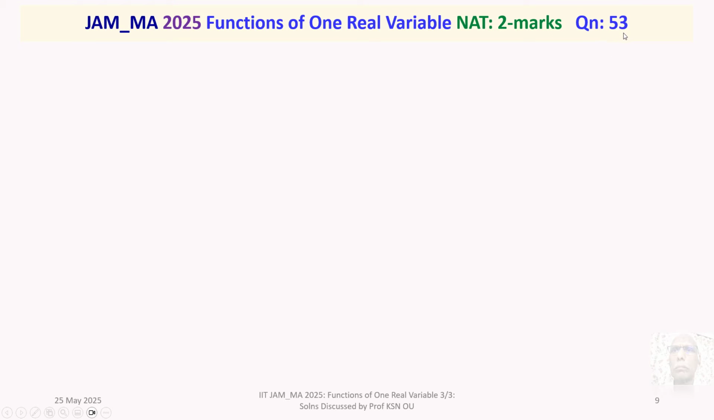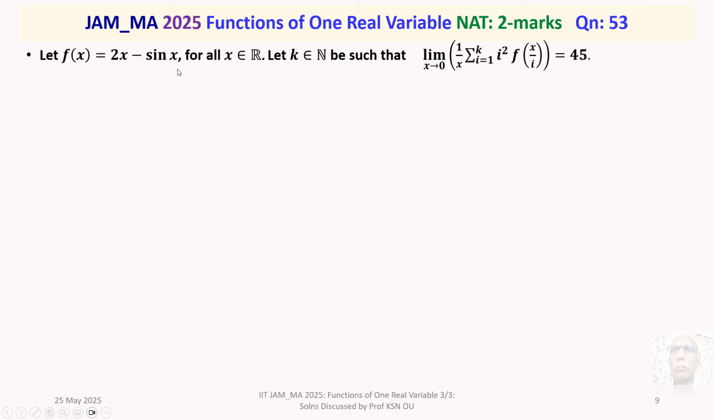Right. This is question number 53 for 2 marks, which is again NAT, numerical answer type. The given question is: let f of x equal 2x minus sin x for all x belonging to R. Let k be a natural number such that limit x tends to 0 of (1 by x) sigma i equal to 1 to k of i square f of (x by i) is equal to 45. Then the value of k is equal to dash.